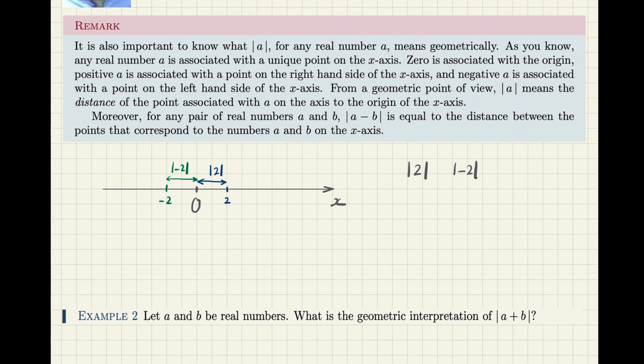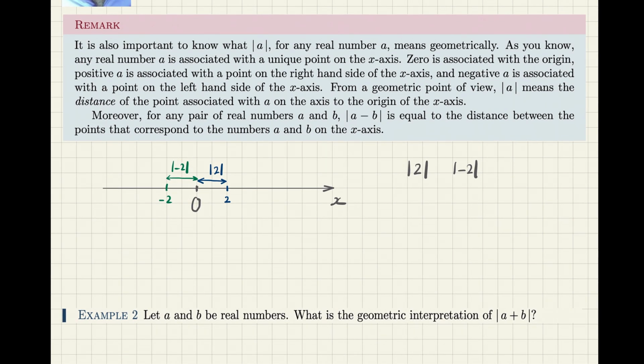Okay? So if someone asks you what is the geometrical interpretation of absolute value of a number, you would say that if I go to the x-axis, there is one point, and exactly one point on the x-axis which corresponds to that real number. I take my ruler and measure the distance from that point on the x-axis to the origin of the x-axis. Whatever I get is the absolute value of that number from a geometrical point of view.